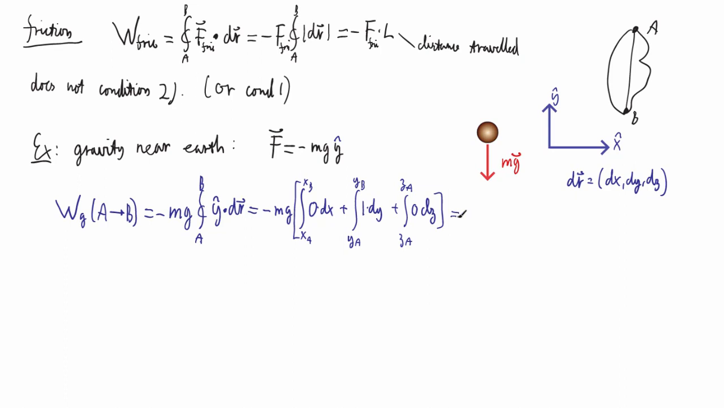It just becomes equal to minus mg times y_b minus y_a, which is mg times y_a minus y_b. And if we're going here from A to B, then this is y_a, and this is y_b, vertically speaking. The difference between the two we can call the height, h. So then we just find that this work here, the work of gravity, is just equal to mgh.